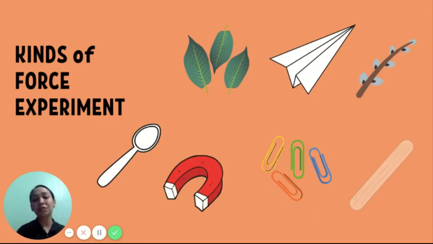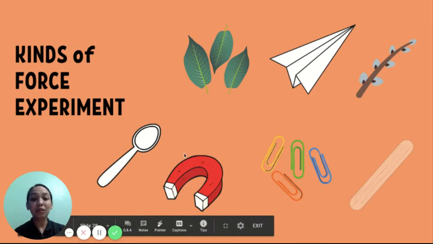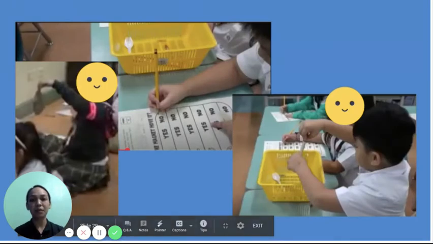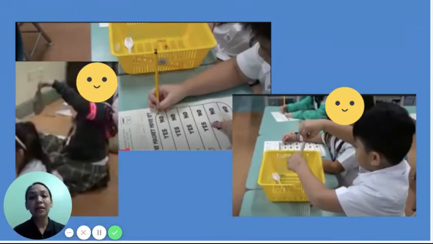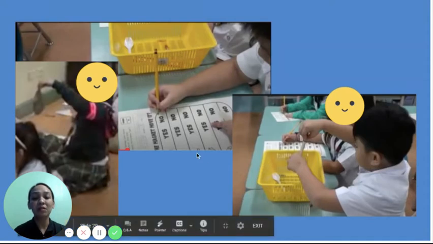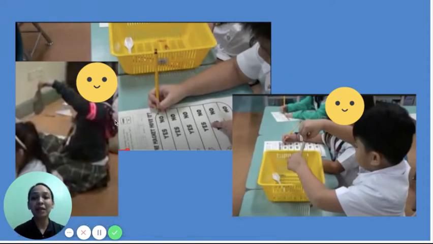Okay, so for the kinds of force experiment, you can use household materials such as dried leaves, scratch papers, and make paper airplanes out of them, even twigs, plastic spoons, even magnets. If you don't have this kind of magnet, you can use ref magnets for this experiment. Also paper clips and popsicle sticks. So I used this in my face-to-face classroom setup last year. So they were able to manipulate all the materials. This is all about magnetism and gravity.